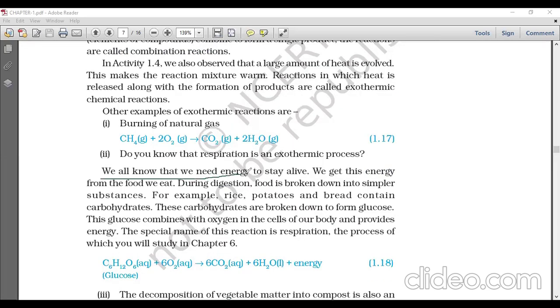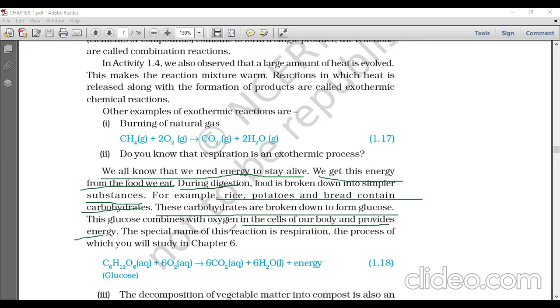We all know that we need energy to stay alive. We get this energy from the food we eat during digestion. So what happens during digestion? Food is broken into simple, small substances. For example, rice, potatoes, and bread contain carbohydrates. These carbohydrates are broken down to form glucose, and this glucose combines with oxygen in the cells of our body and provides energy.